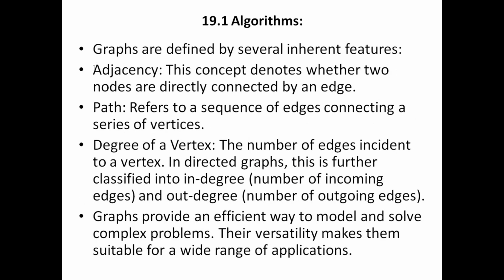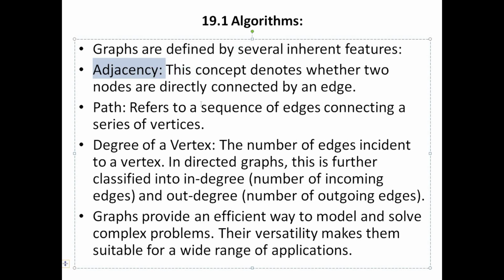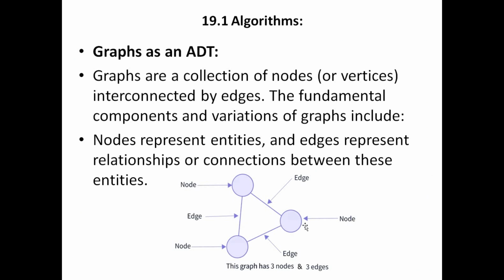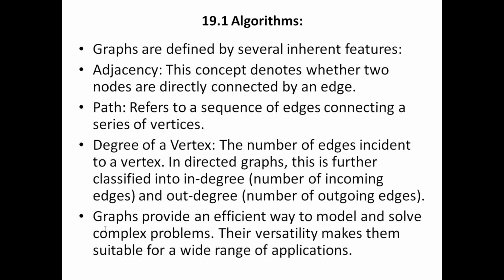Graphs are defined by their features. Adjacency denotes whether two nodes are directly connected by an edge or not. Path refers to the edges connecting a series of vertices. Degree of a vertex is the number of edges incident to a vertex. In directed graphs, this is classified into in-degree, the number of incoming edges, and out-degree, the number of outgoing edges. For this one, this node has a degree of 2 because it has 2 edges connected to it.